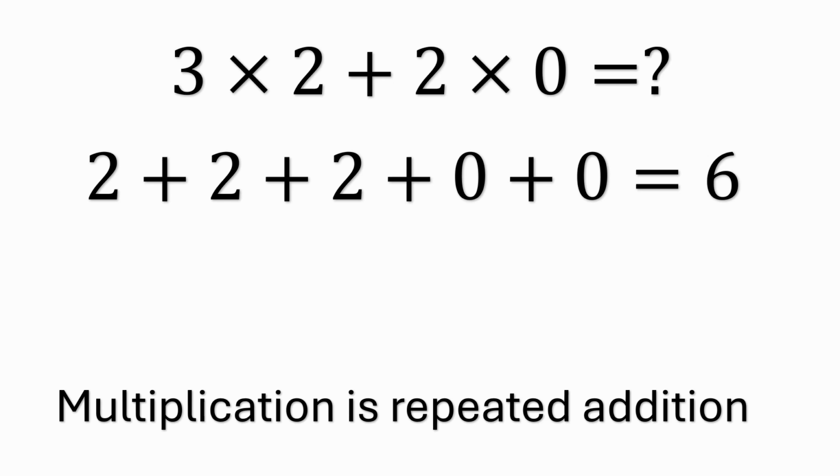3 times 2 is the same as 2 plus 2 plus 2. 2 times 0 is the same thing as adding 2 zeros. Well, doesn't matter how many zeros you add, 0 plus 0 is 0. So 3 times 2 is the same as 2 plus 2 plus 2. 2 times 0 is the same thing as 0 plus 0. Well, if you add all those up, you're going to get the same answer of 6. Again, multiplication is repeated addition.